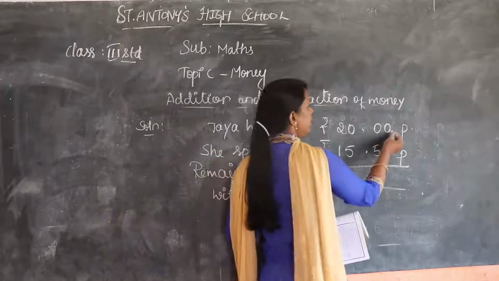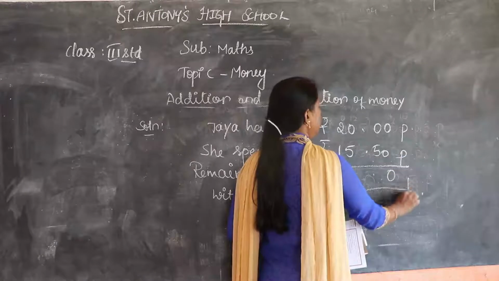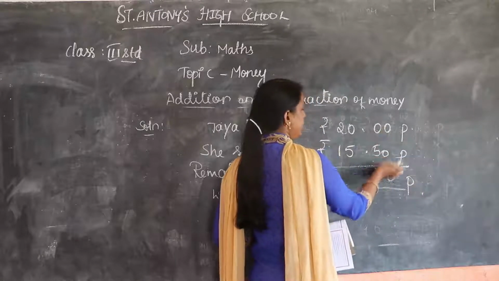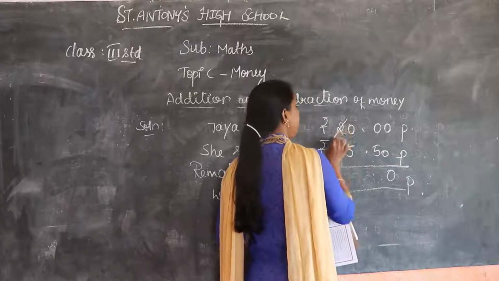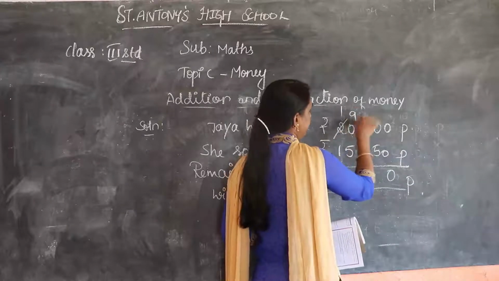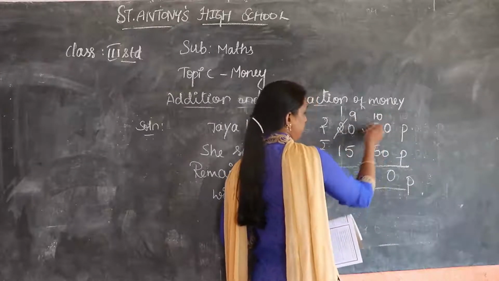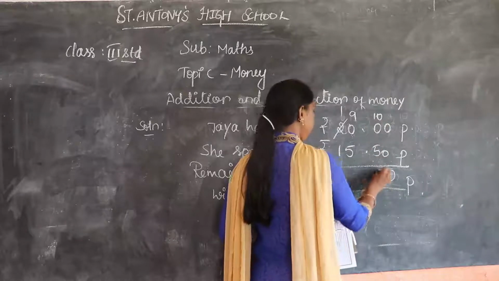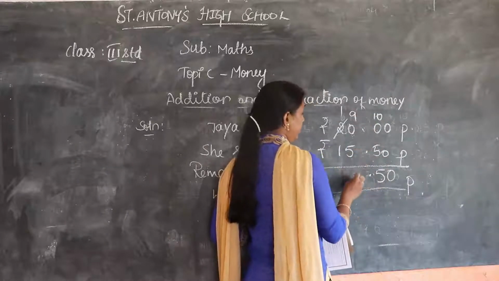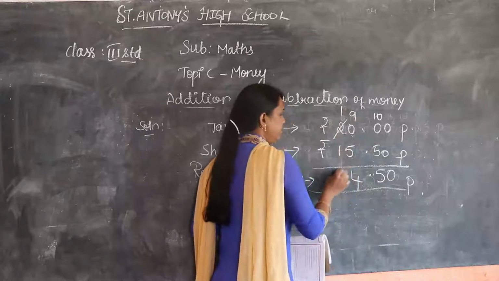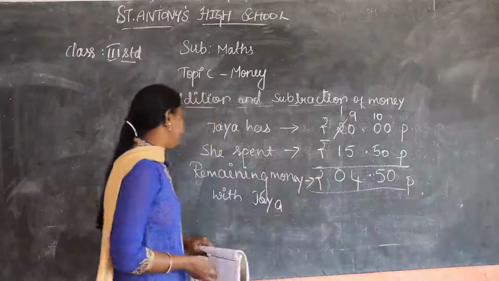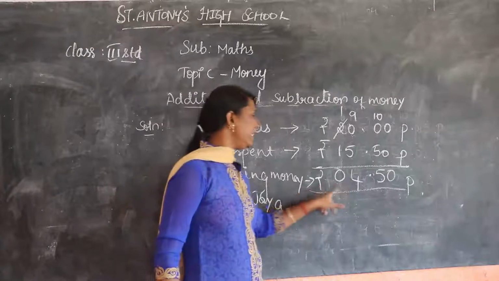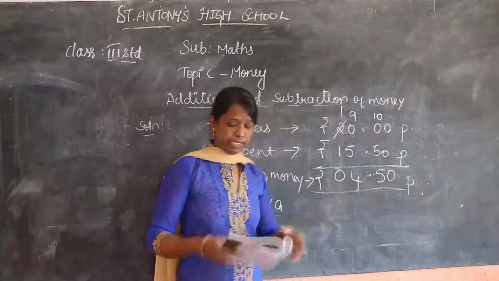So here 0 is there, 0 minus 0, 0. For 0 minus 5 it is not possible, take borrow from this place. Here also 0, take borrow from this place, this becomes 9, this becomes 10. You know this one, 10 minus 5, 5, 9 minus 5, 4, 1 minus 1, 0. The remaining money with Jaya is rupees 450 paise.